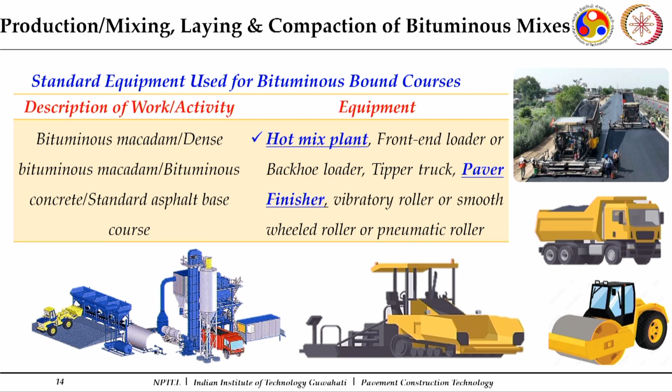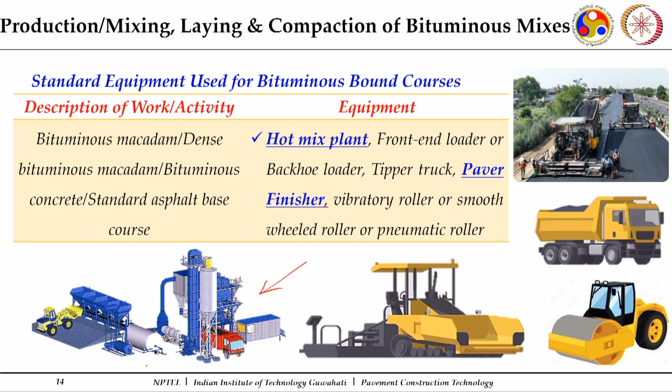Now, in this particular exercise, while producing the mix at the plant, taking it to the field, laying it and compacting it, a set of equipment is required. First of all, the important one is your hot mix plant, where you are going to produce the mix with controlled constraints. Controlled constraint means a mix with a uniform composition and a homogeneous mix. So, this is normally done at a hot mix plant.